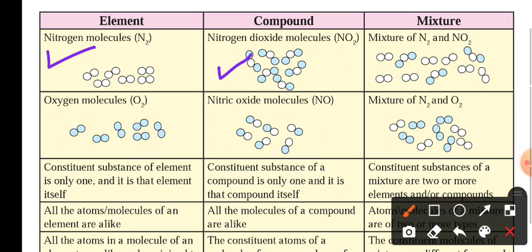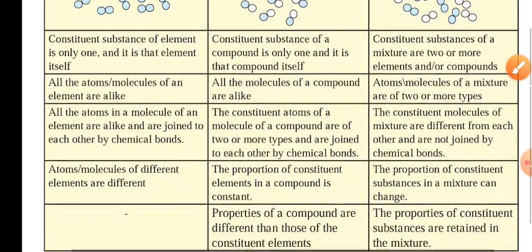Nitrogen dioxide molecules: one nitrogen is linked with two oxygen. In the same way, when we talk about a mixture of nitrogen and nitrogen dioxide, they are not chemically combined. They are separate, but they form a mixture. Take another example: nitrogen oxide, with one nitrogen and one oxygen, and then a mixture of nitrogen and oxygen. You can see what they actually are.